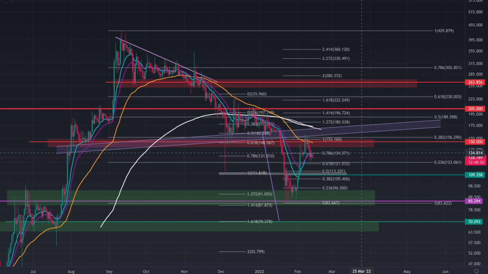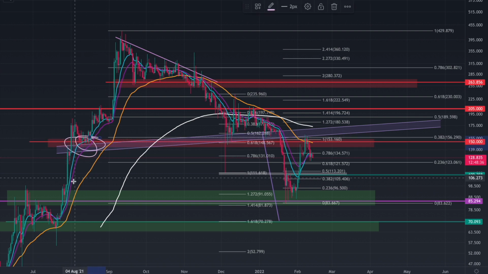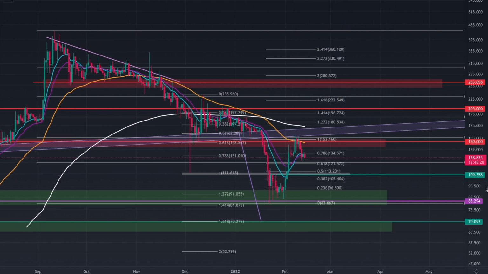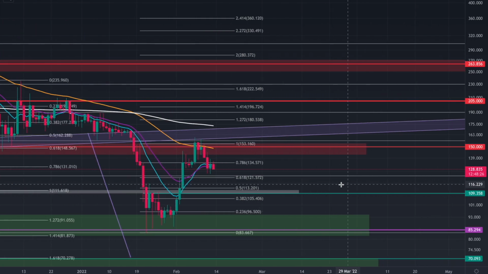You're also below this psychological level, $150. You're also below the neckline of this head and shoulders pattern, and you're also below a key swing low. And if you lose this swing low, where do you go to? There. If you lose this, you're going to there. So many reasons why technically we're still bearish, even though we were having an amazing bullish pump.